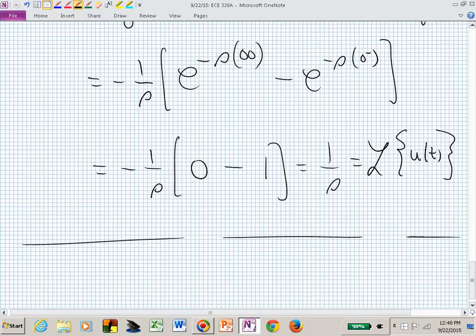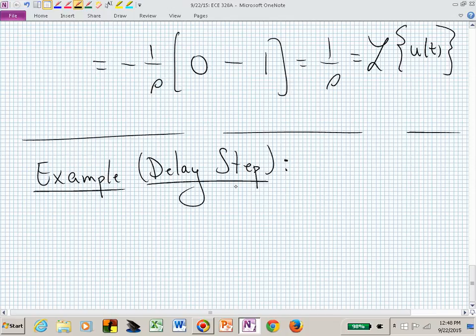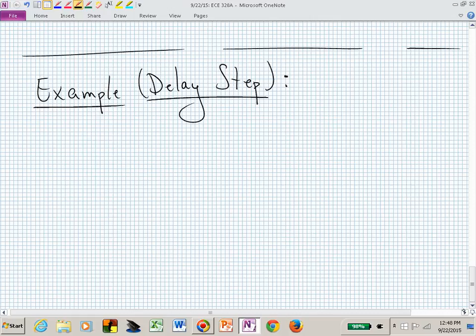And you'll start to learn these tables of pairs, and you can go back and forth between frequency domain and time domain. Let's look at one that's just a slight variation on that example. Suppose that we delay the unit step. Functionally, that's now u of t minus t naught, where t naught is some positive number. Say u of t minus 10.